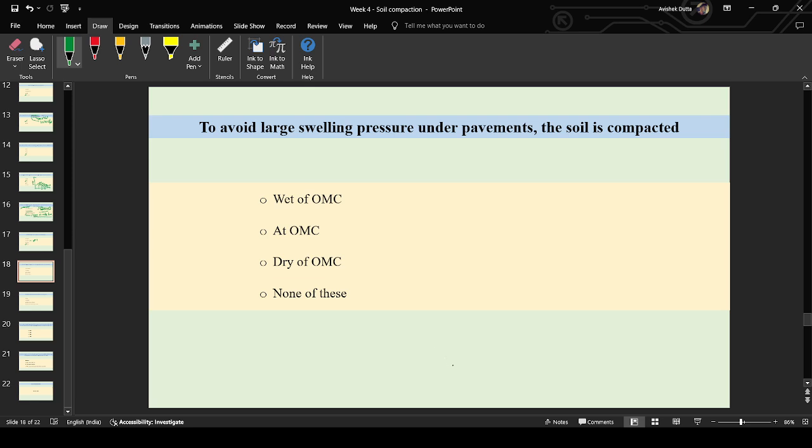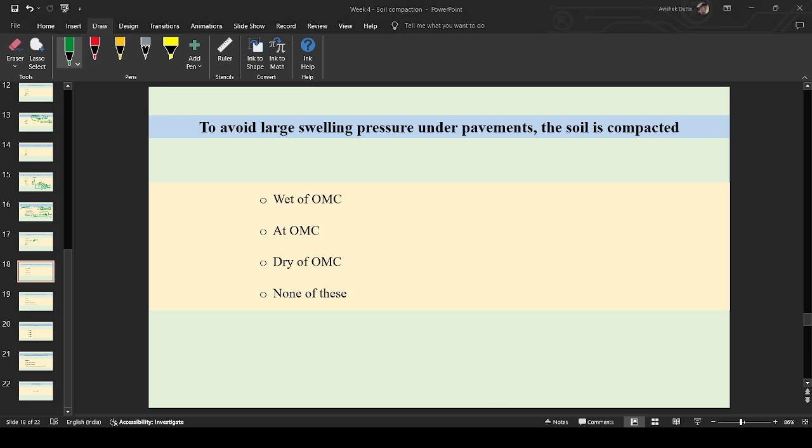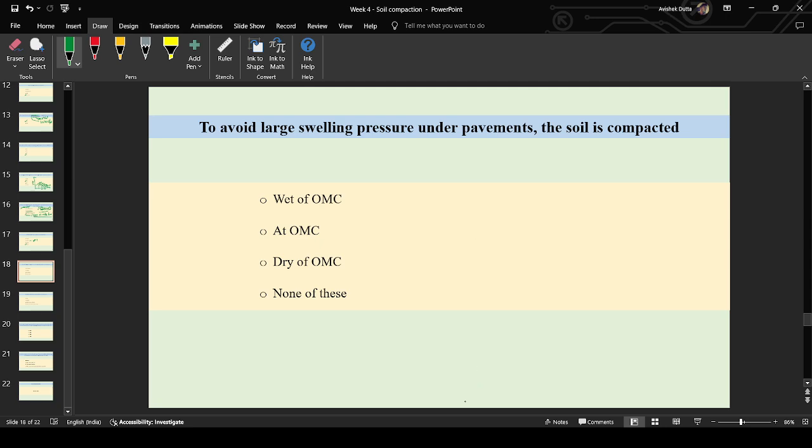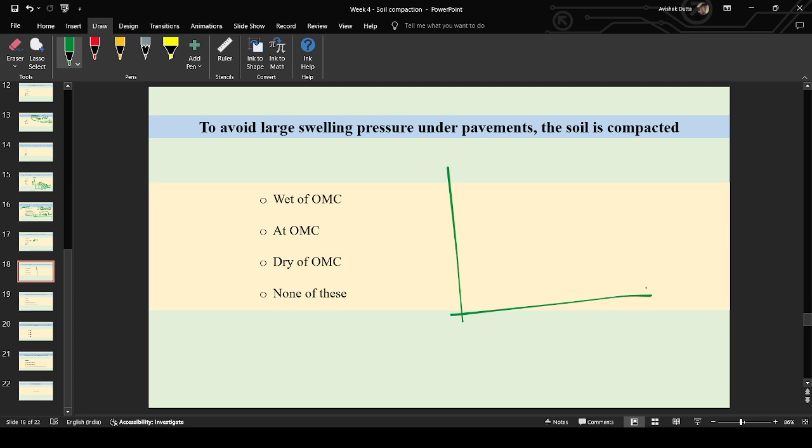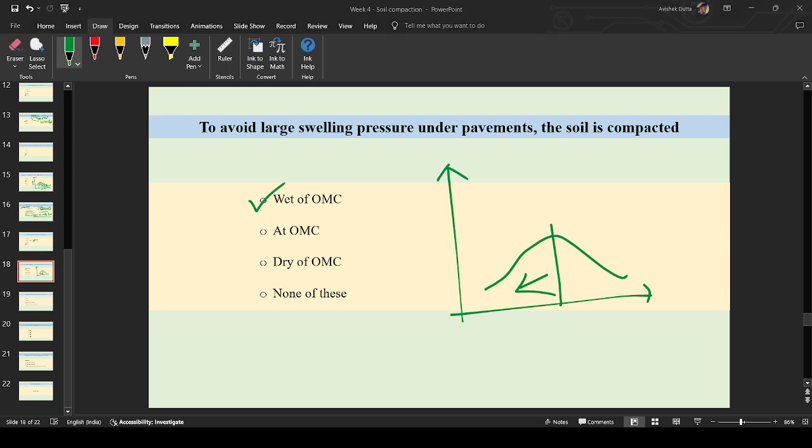To avoid large swelling pressure under pavements, the soil is compacted. This is also, I think, easy. Wet of OMC, yes. What is the reason for compacting the soil wet of OMC?